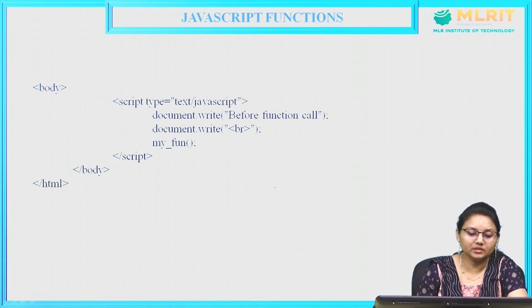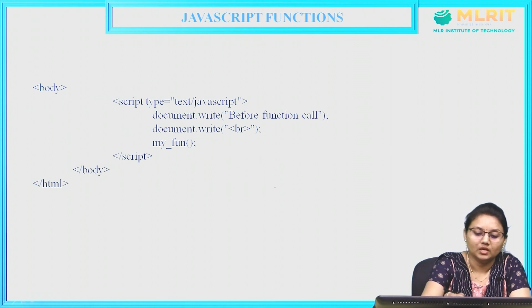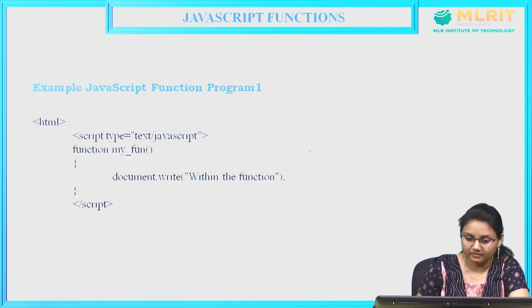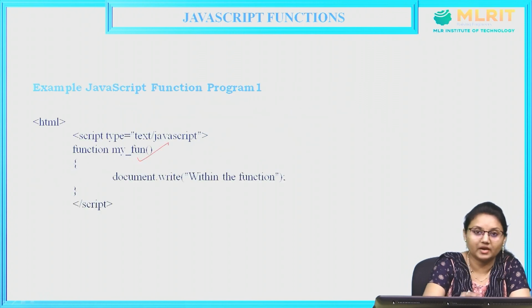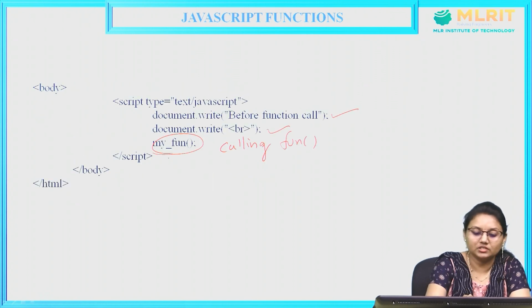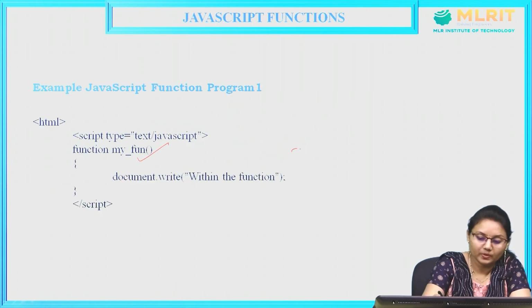And here in the body part, you have document.write before function call, it will display, and document.write br is nothing but a break. Then myfunction, this is a calling function. So, you are calling the function which you have defined previously. Here you have defined myfunction, so that function is called here. When this function is called, this code will get executed and this will be the output within the function.